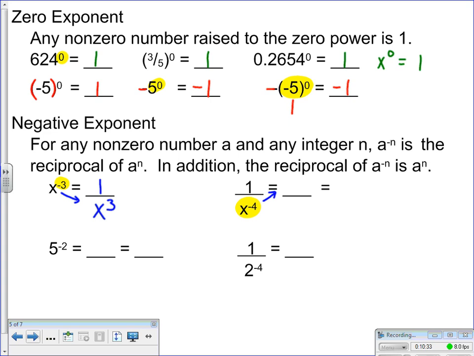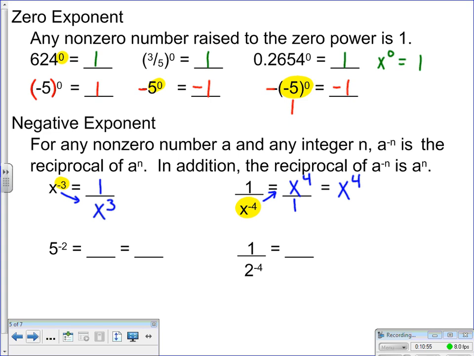So the negative 4 will turn positive when you move x to the negative 4 to the top, and then it becomes x to the positive 4th. Now we don't have to write this as a fraction anymore. We can simply just write it as x to the 4th without a 1 on the bottom.